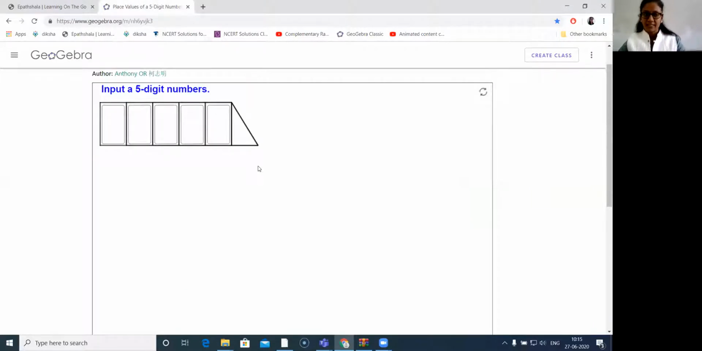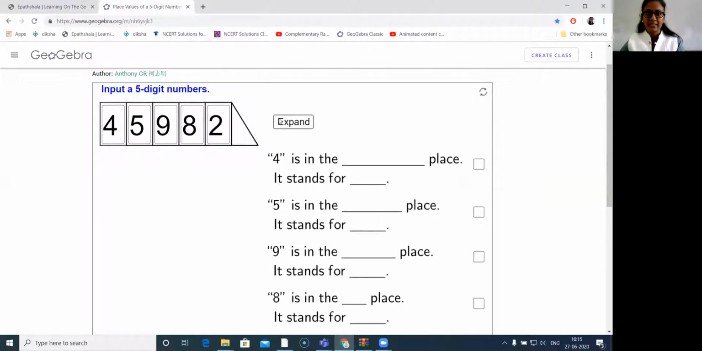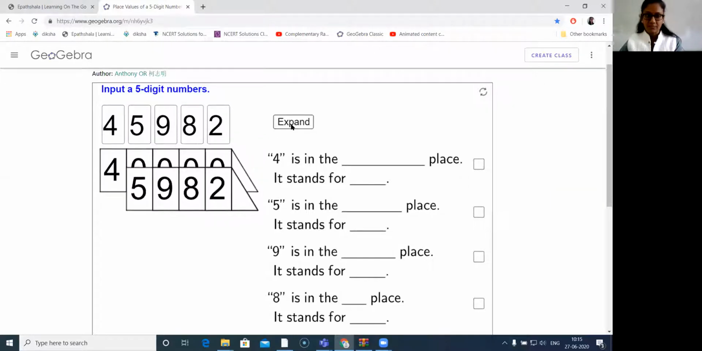So given any 5-digit number, I'll just arbitrarily give you a 5-digit number, say 4, 5, 9, 8, and 2. So this is a 5-digit number, and when we try to expand this number, we are going to see how it gets expanded and how the places and the place values are becoming evident to us. Okay, so we'll try to expand this. So you can see how the number comes down.